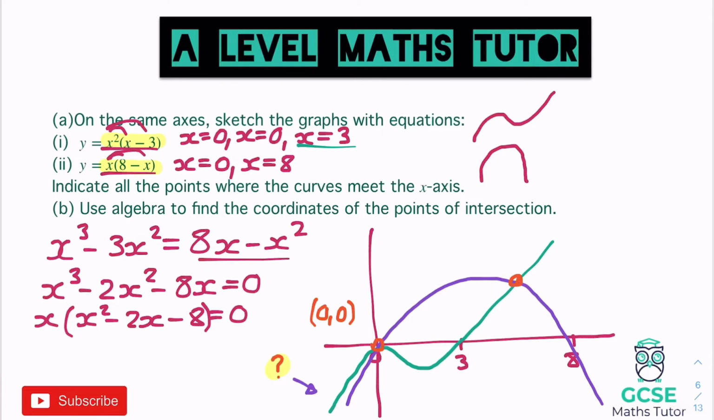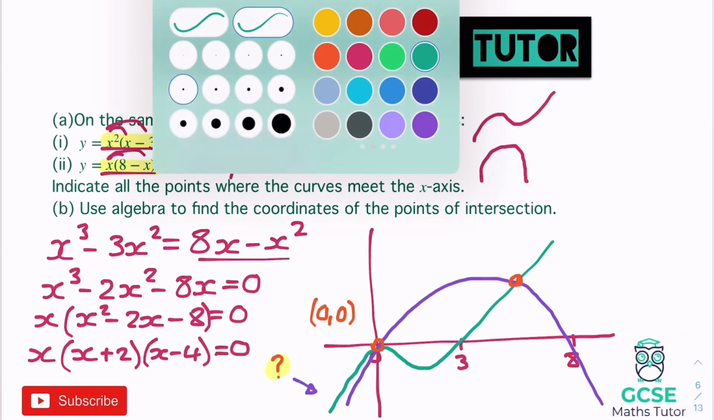Now we can factorize that. So 8 at the end is probably going to be 4 and 2 rather than 1 and 8, as we're making negative 2 in the middle. So if it's 4 and 2, we can have x plus 2 and x minus 4. That's going to make negative 2 in the middle. There we go. And that's all equal to 0. Fantastic. So we've got our 3 solutions there.